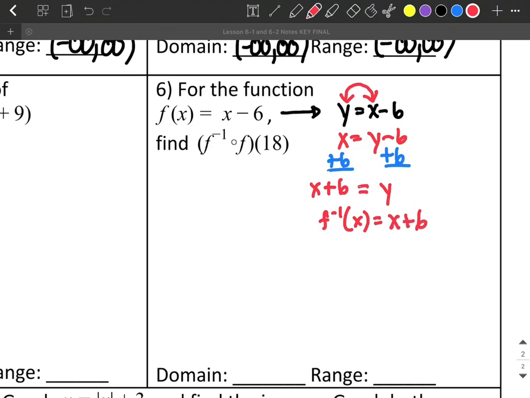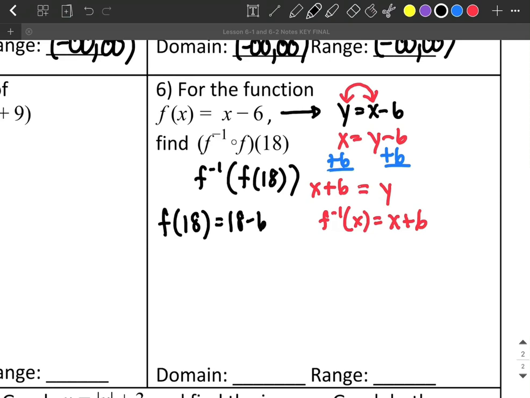This is the same thing as composing the inverse of f of x with f of 18. So the first thing I'm going to do is the function that's inside, and that's the original function. So I'm going to do f of 18, which gives me 18 minus 6, because I'm doing x minus 6, which gives me 12.